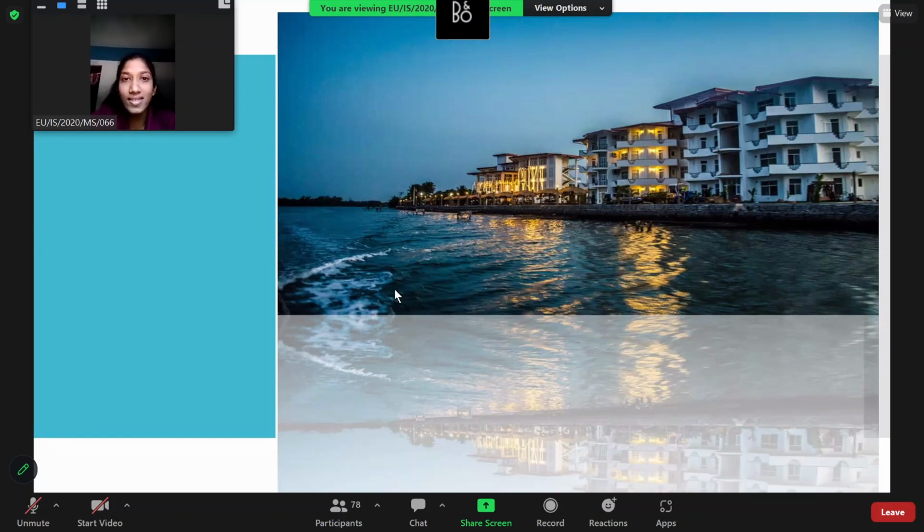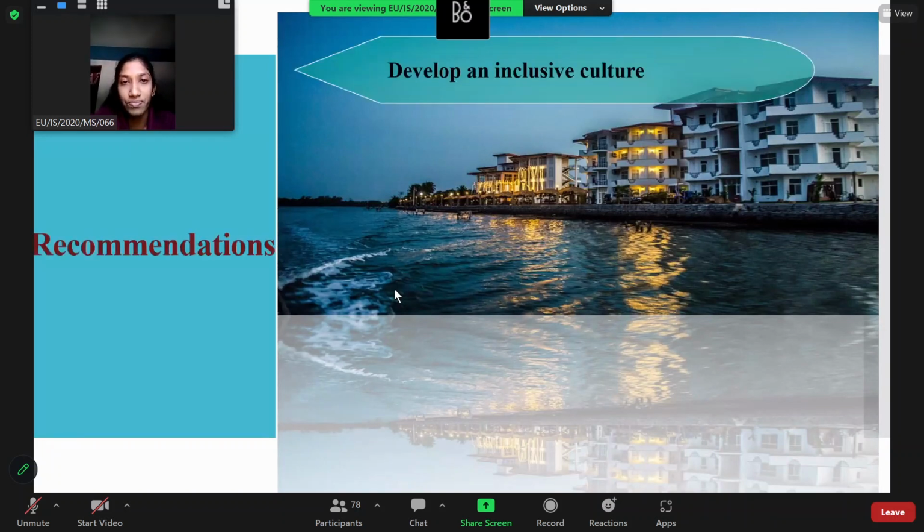Now we see some recommendations. First one is develop an inclusive culture. Organizations should strive to create a culture that values and celebrates diversity. This can be achieved by promoting open and respectful communication, providing diversity and inclusion training for employees.